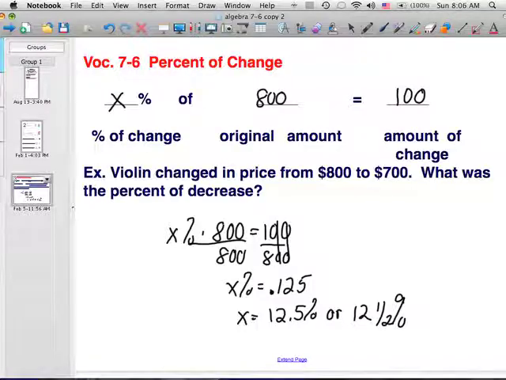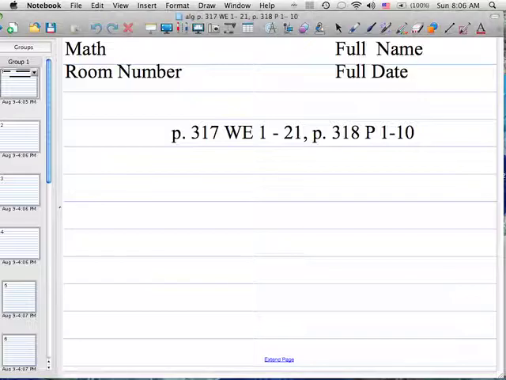Using this method, we're doing our problems on page 317, so head your paper, skip a line, title it 317, problems 1 to 21, and 318, problems 1 to 10. So we're on number 2 on page 317.